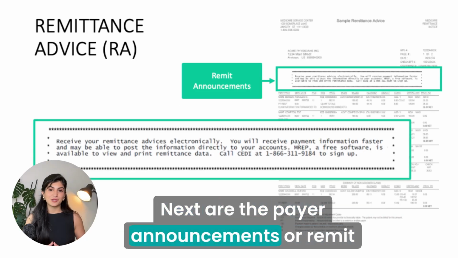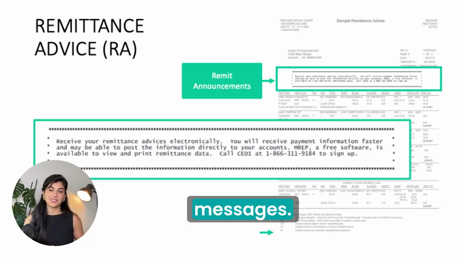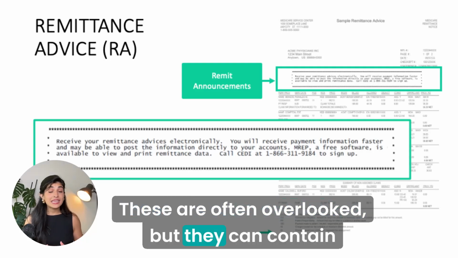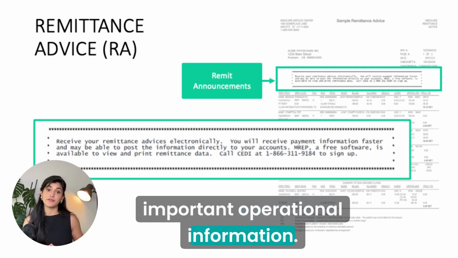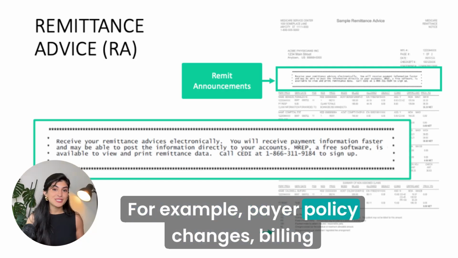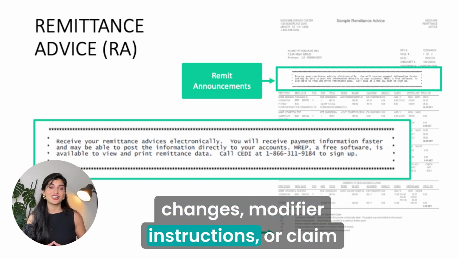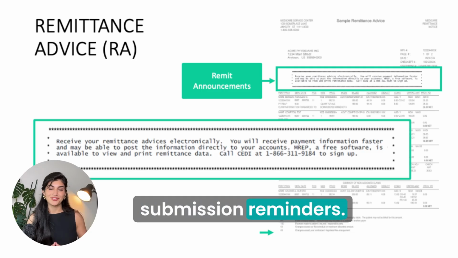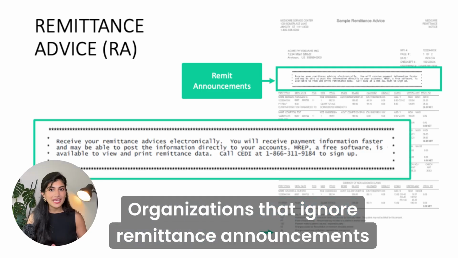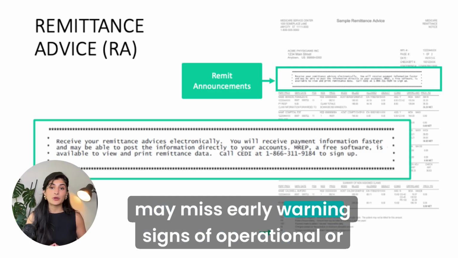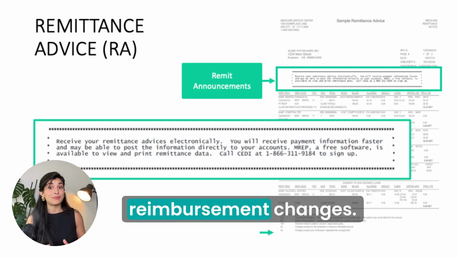Next are the payer announcements or remit messages. These are often overlooked, but they can contain important operational information. For example, payer policy changes, billing reimbursement updates, reimbursement methodology changes, modifier instructions, or claim submission reminders. Organizations that ignore remittance announcements may miss early warning signs of operational or reimbursement changes.